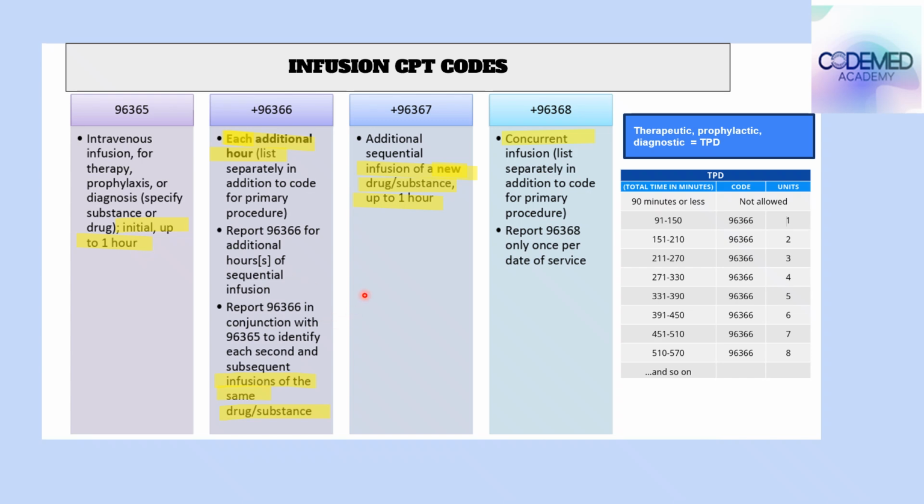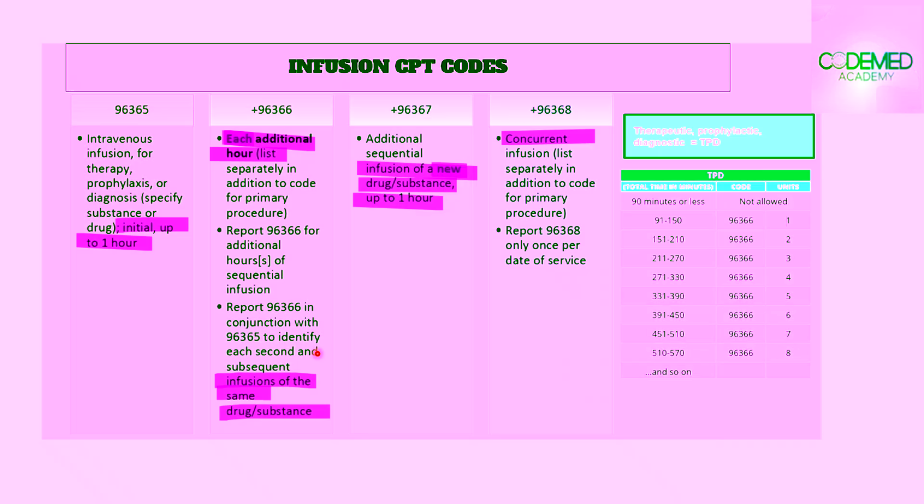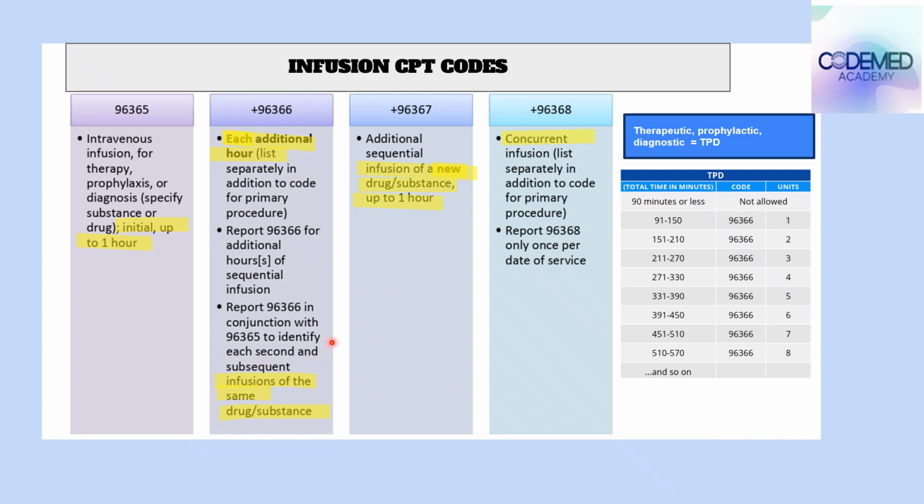It is for report 96366, in conjunction with 96365, to identify each second and subsequent infusion of the same drug. So this is for the same drug, while 96361 is an additional sequential infusion of a new drug substance up to 1 hour. Okay, so this is for the same substance, this is for the new substance.